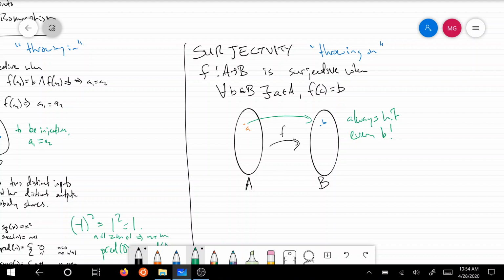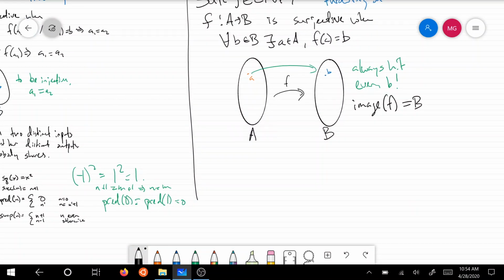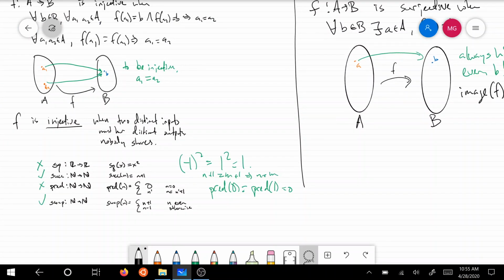This is, I think, a little easier to understand than injectivity. It basically says, hey, look, we cover all of B. So to put it another way, the image of F is just equal to B. We cover everything there. Okay, let's look at our earlier functions.